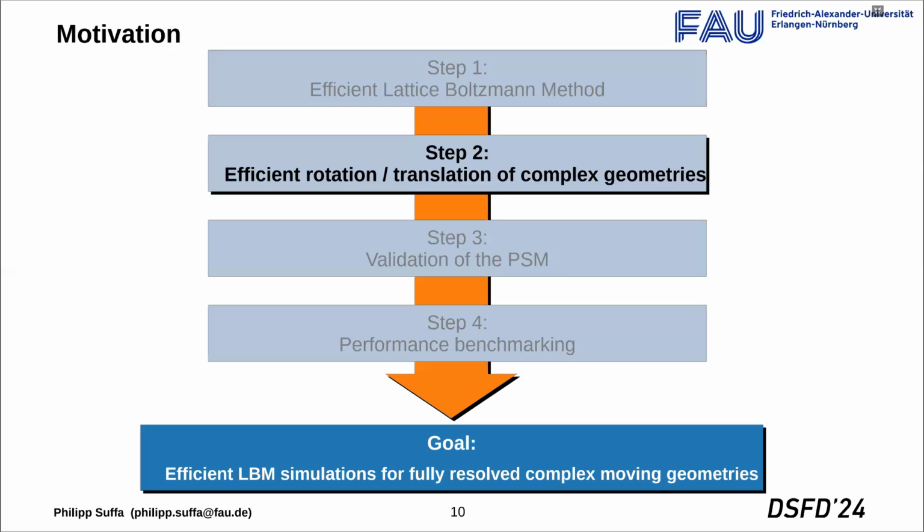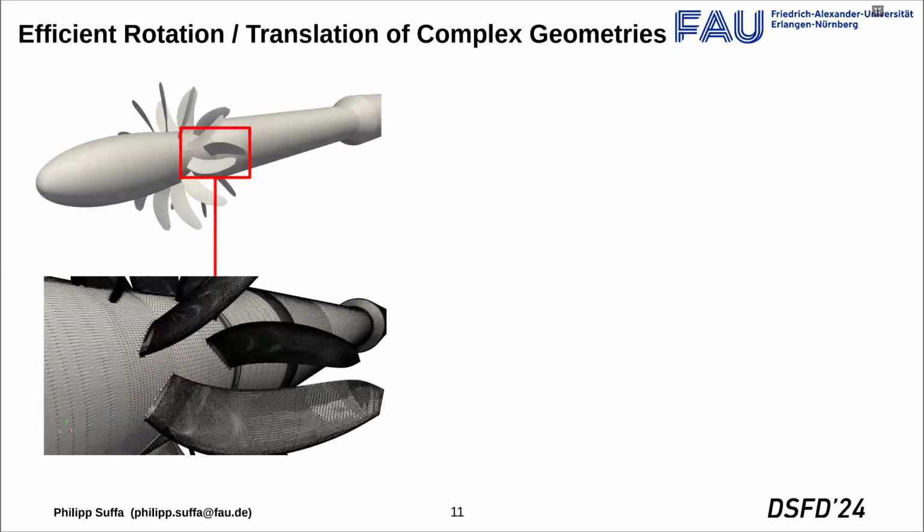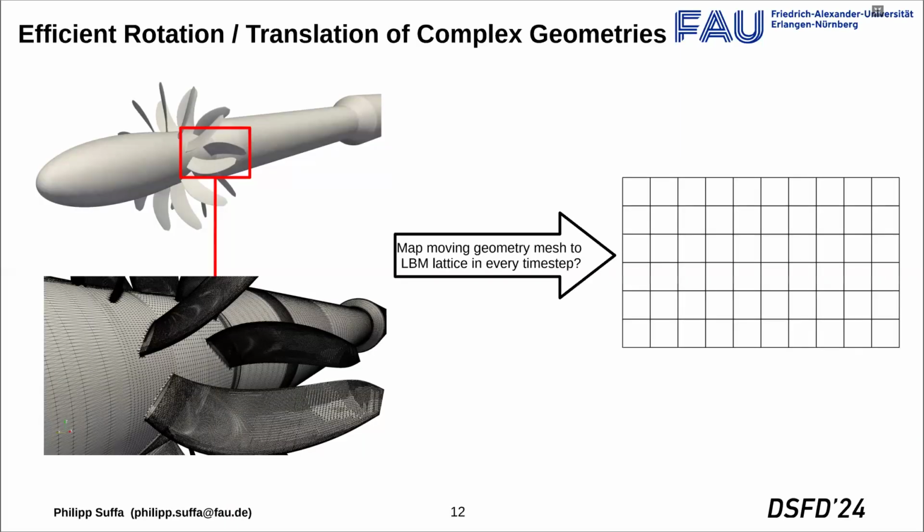So what we need next for our goal of efficient LBM simulations for fully resolved complex geometries is an efficient rotation of these complex geometries. So we have an example of these geometries. This is here the counter-rotating rotor. And you can see here already this geometry comes as an STL object file, and this has 1 million or more vertices and faces. So this is a very complex geometry. And what you could do now, if we want some rotation here of these blades, is rotate the vertices and cells in every time step and then map it back to an LBM grid.